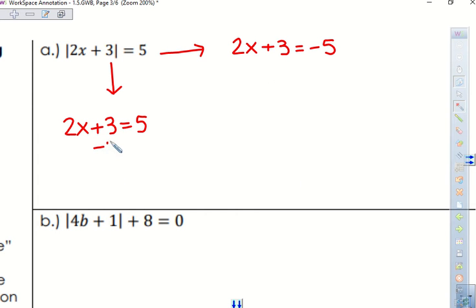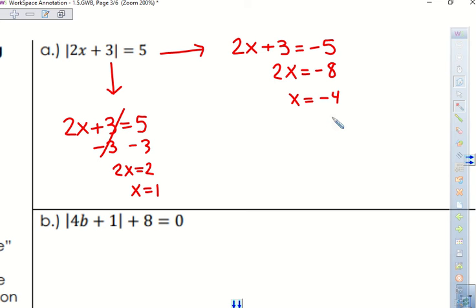So we're going to solve both of these separate equations. And then over here. So I got two answers. I have 1 and -4. Okay?